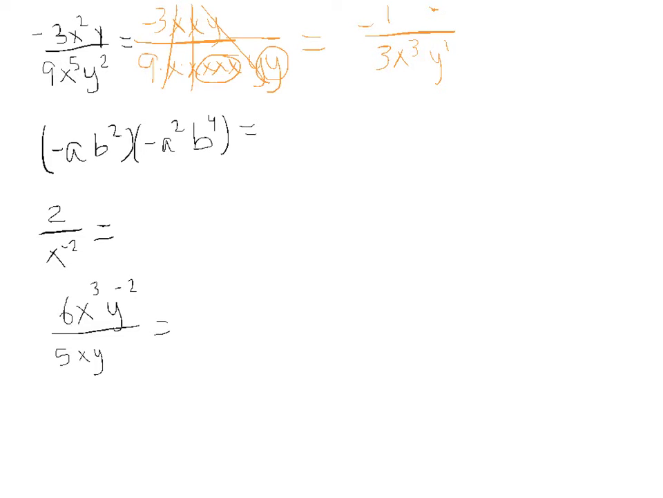Second problem. Here, I have a negative ab squared times negative a squared b to the 4th. Don't be fooled into thinking this is literally a negative a times 2 more negative a's. It's easier to think of that negative sign as a number. When you see a negative symbol, that's like having the number negative 1.